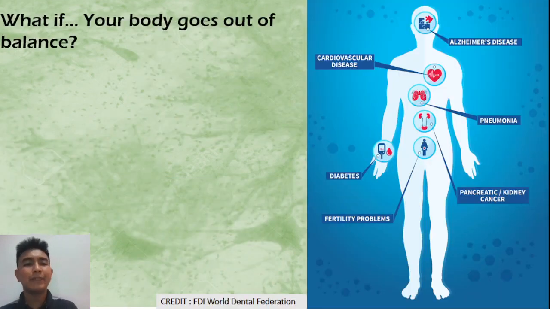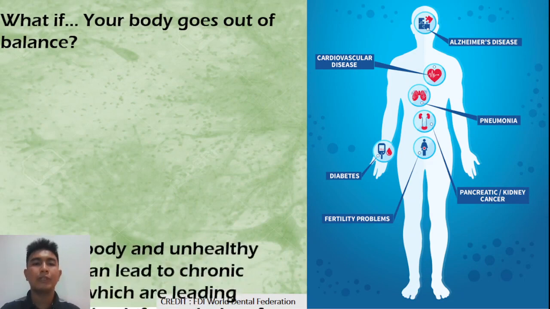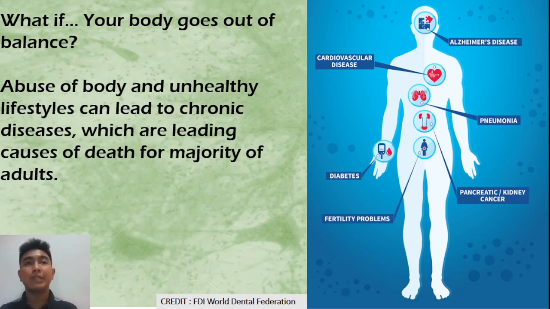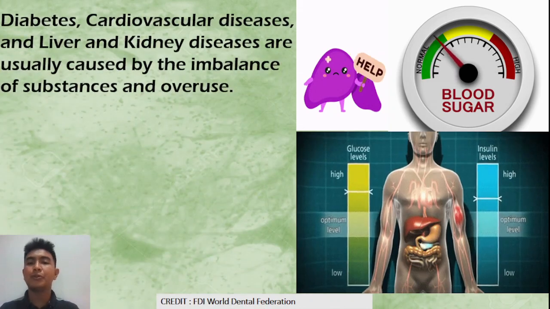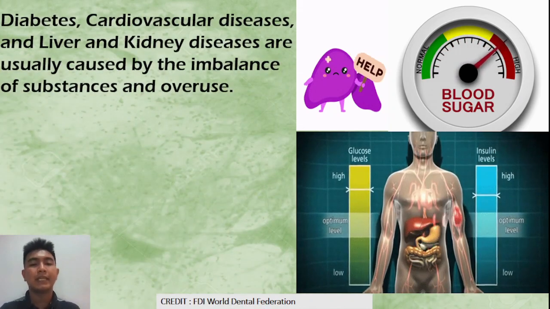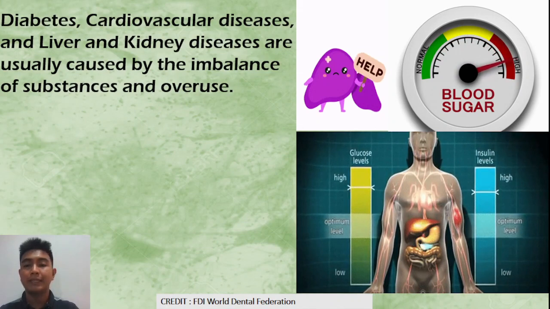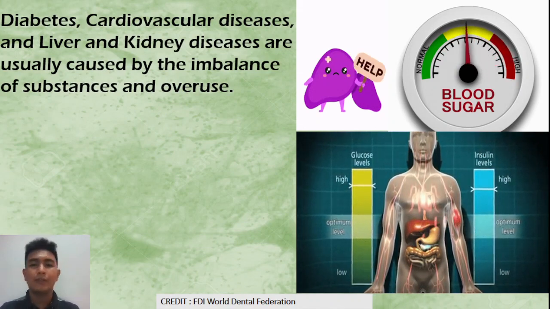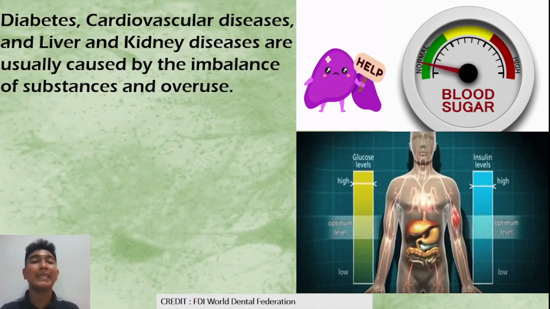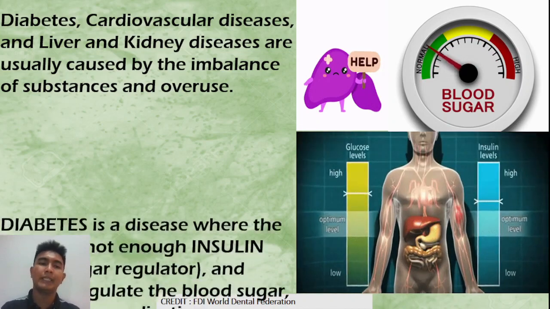May I ask, what if your body goes out of balance? The blood chemistry you have goes out of balance. You eat too much. You do things too much. Abuse of body and unhealthy lifestyles can lead to chronic diseases, which are leading causes of death for majority of adults. Now, examples of those are diabetes, cardiovascular diseases, and liver and kidney diseases. Usually, those diseases are caused by imbalances and abuse of the body.